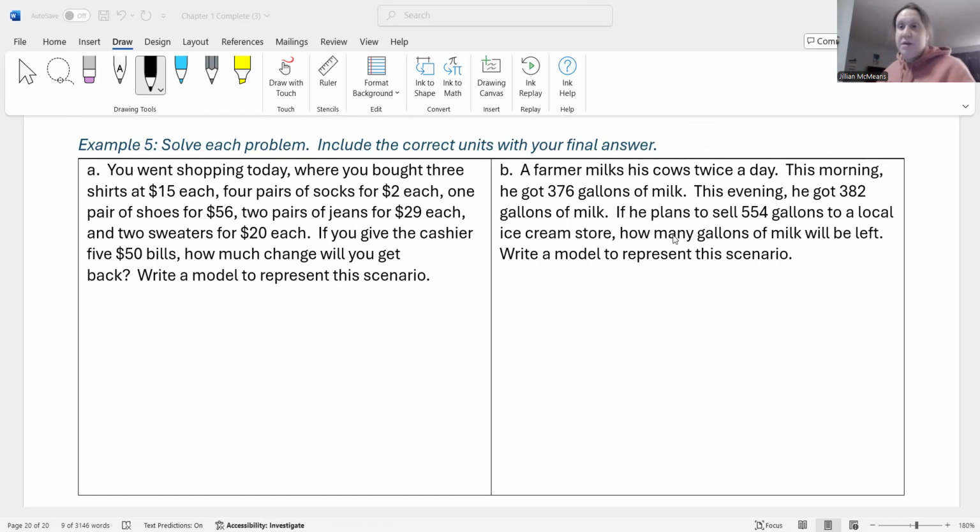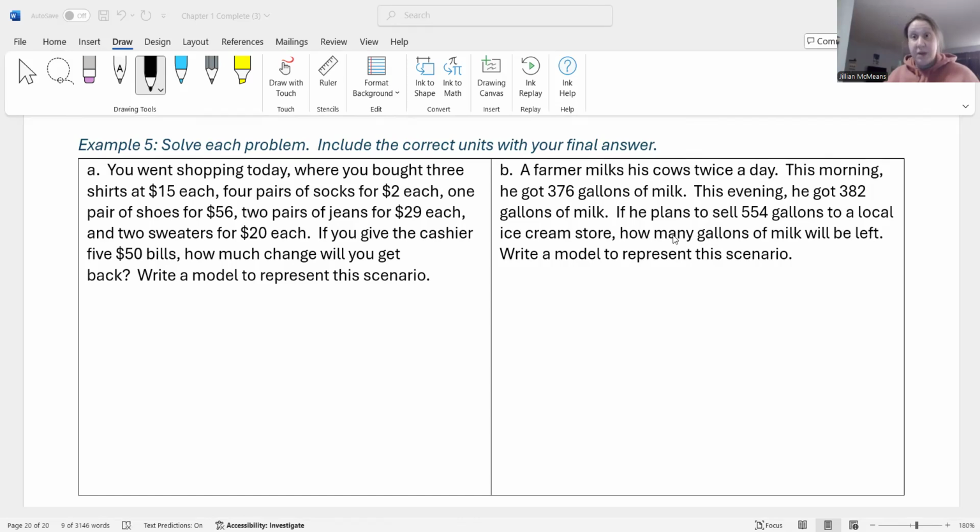So the directions here, for example, 5, say solve each problem, include the correct units with your final answer. Remember to describe your answer when there's a word problem, okay? So for part A, you went shopping today where you bought 3 shirts at $15 each, 4 pairs of socks at $2 each, 1 pair of shoes for $56, 2 pairs of jeans for $29 each, and 2 sweaters for $20 each. If you give the cashier 5 $50 bills, how much change will you get back? Write a model to represent this scenario.